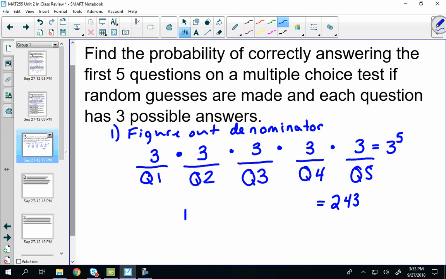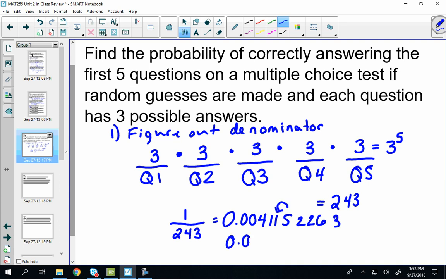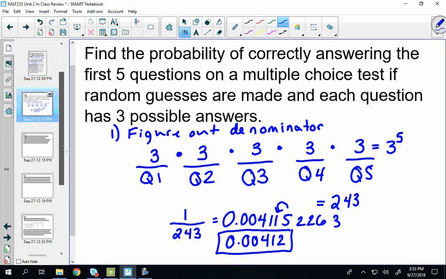There's only one way to get all of them right, if I get all of them right. So the probability of getting all of them right on guesses is 1 over 243. If I write that in decimal form, I get this big long number, just like we've talked about before. I round to 3 significant digits. And I'd have this very small probability that I'd get it right by guessing.